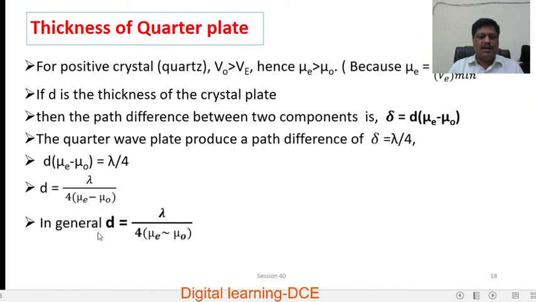In general, for any quarter wave plate, the thickness of the quarter wave plate is given by d is equal to lambda by 4 into mu e difference mu o. So this difference may be positive or negative, depending upon how mu e and mu o are placed for the positive or negative crystal.